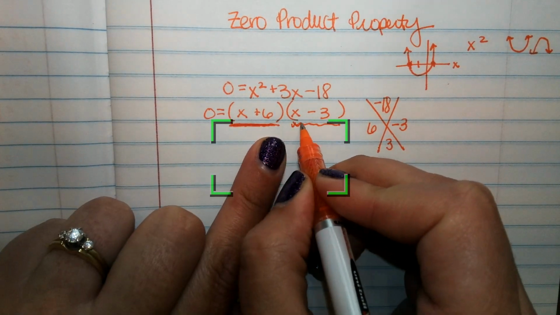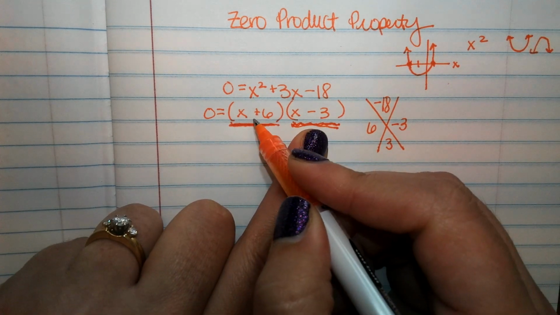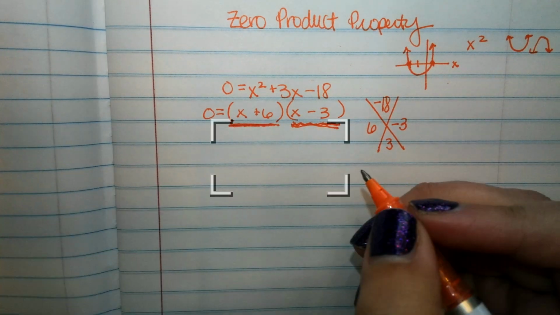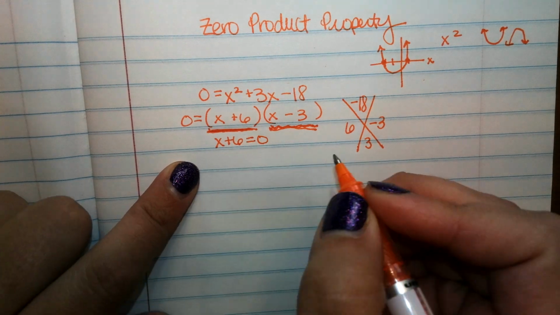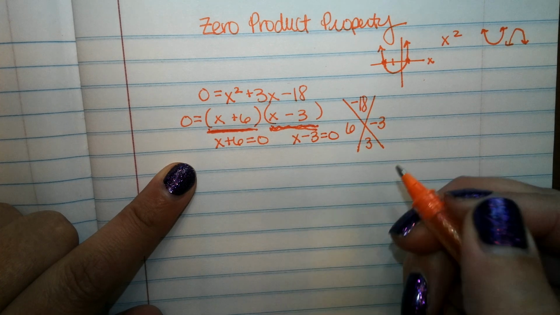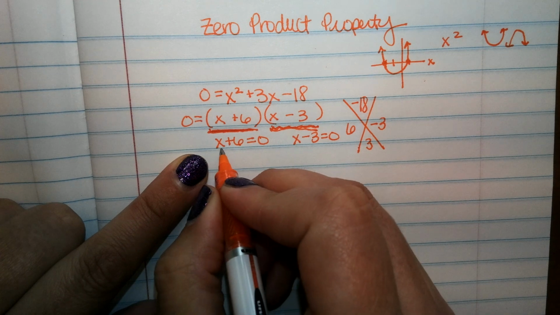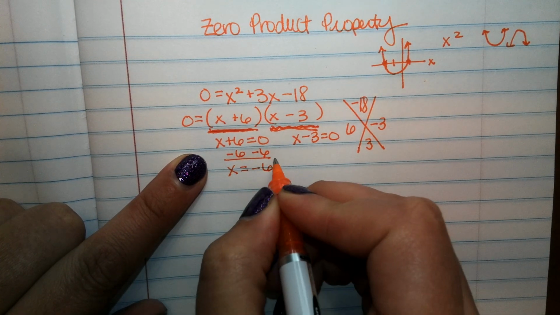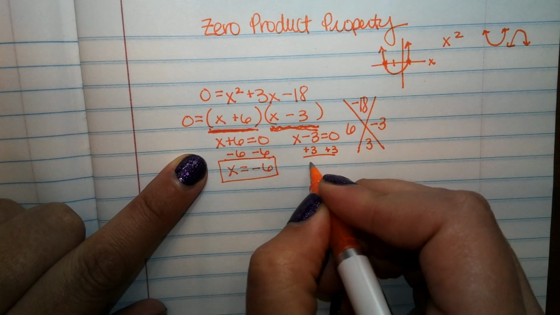Or we could make this equal to 0. Then it doesn't matter if this is like 72. 72 times 0 is still 0. So what we have to do is we want to make x plus 6 equal 0 because it could be 0. We also have to make x minus 3 equal 0. So when I solve for x here, now it's just a typical equation. Subtract 6 from both sides. X equals -6. And we're going to add 3 to both sides.